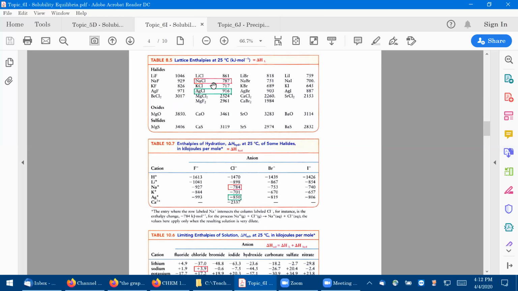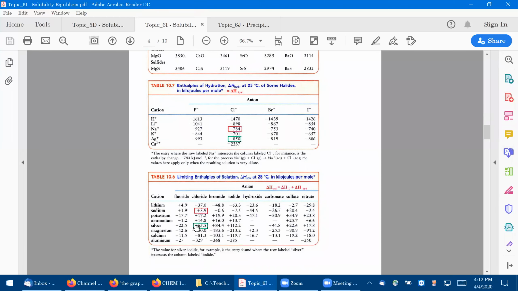In particular, the two we just looked at up here, sodium chloride has a delta H of hydration of minus 784, which is not much different than the lattice enthalpy. But silver chloride has a hydration enthalpy of minus 850, which is a good bit less negative than the lattice enthalpy of silver chloride, which is 916. So the difference between the two is shown down here. The overall delta H of solution then, which is the combination of these two effects, is about plus 4 kilojoules per mole for sodium chloride, but plus 65 for silver chloride.